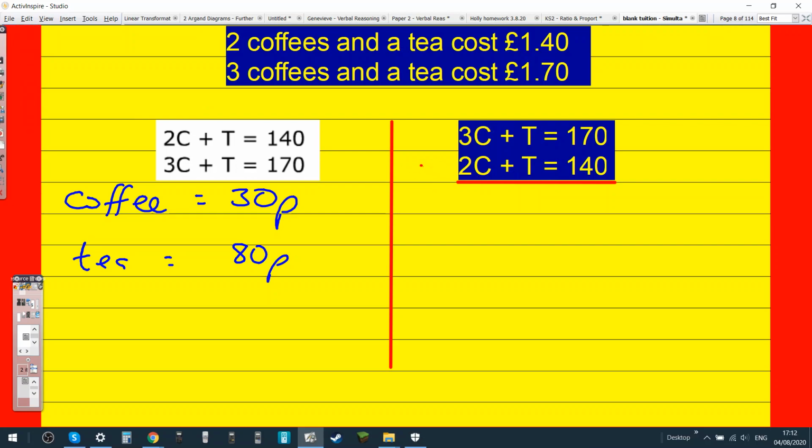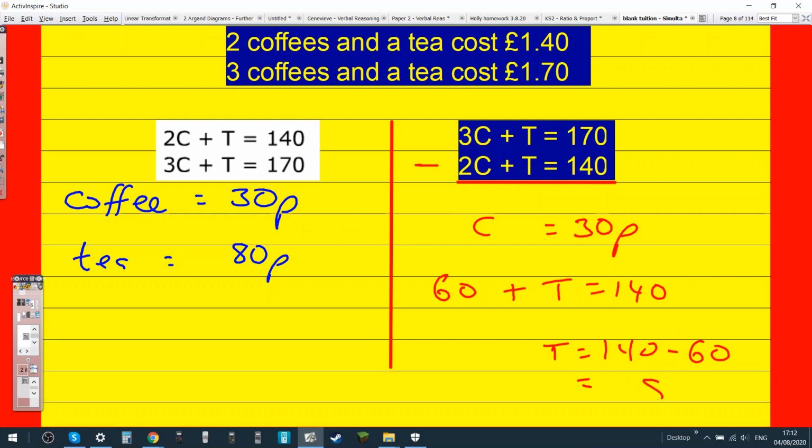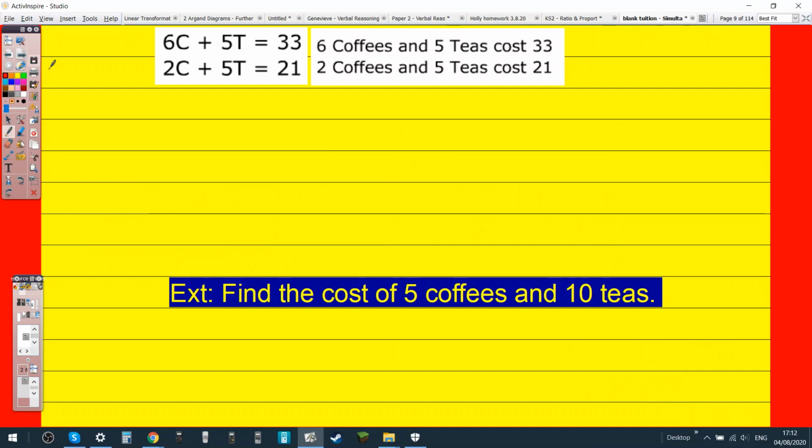They have the same sign, so you subtract. You get 1C, 0T equals 30p. So a coffee is 30p. And then you can sub it back in. 2 coffees would be, so 1 coffee is 30p, 2 coffees are 60p, plus a T is 140. And so a T would be the difference between 140 and 60, so 80p. Very good, very good. Okay, let's try this one.